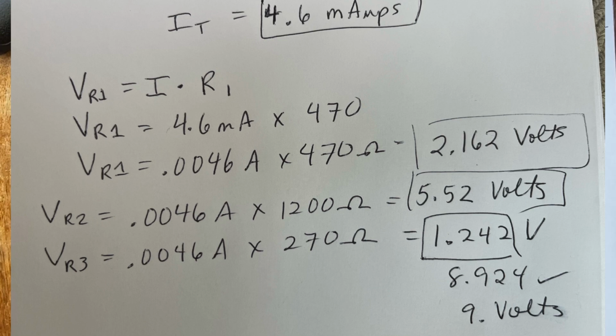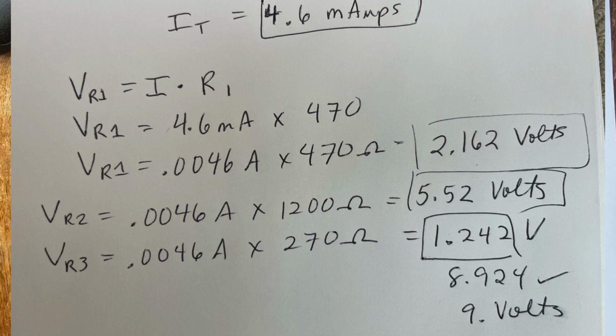So let me get my calculator again. 0.0046 times 470 gives me 2.162 volts. And we'd probably just do 2.16, and that 2 would not be significant. The voltage across resistor 2 is, again, I times R. My I is 0.0046 amps, and my resistance for my second one is 1,200 ohms. So let's do that one.